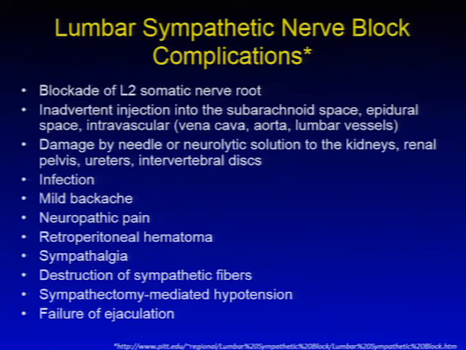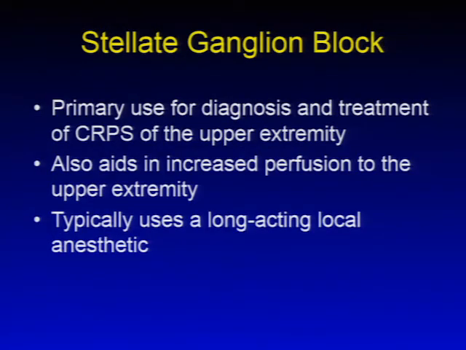Complications of lumbar sympathetic blocks can include blockade of the L2 somatic nerve root, an inadvertent injection into the subarachnoid space, damage to the kidneys, renal pelvis, ureters, or discs, infection or backache, and some less commonly seen things as listed below. A stellate ganglion block is typically used for the diagnosis and treatment of CRPS of the upper extremity. It also aids in the increased perfusion to the upper extremity.